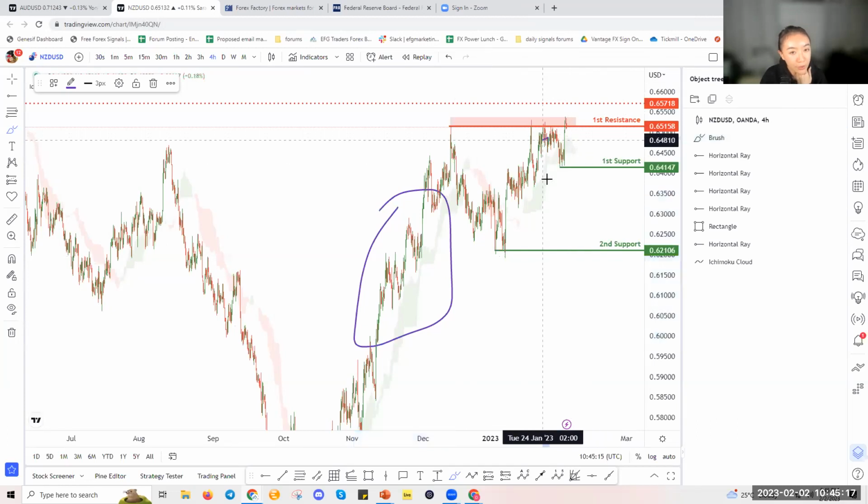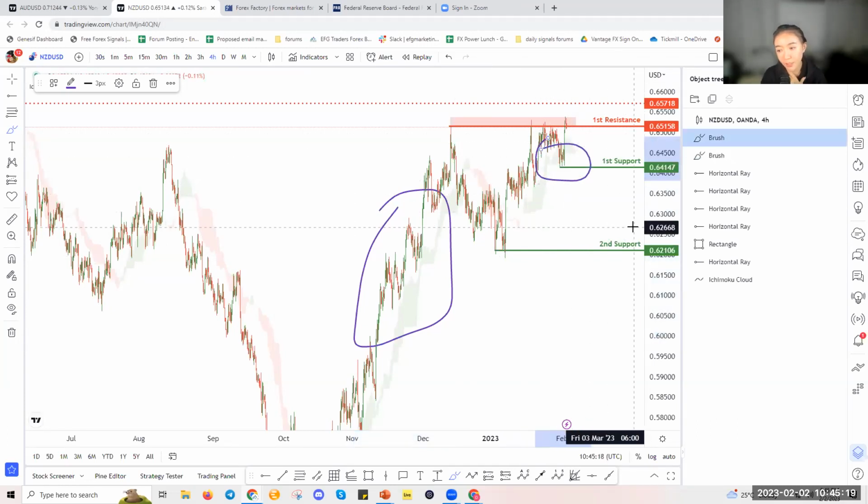So at this point of time, for me, the Ichimoku cloud is not that useful. It's not that helpful for me to identify whether the price is going up or down. But just now, as I mentioned, Aussie and Kiwi dollar, they are correlated. So maybe if our analysis on the Aussie dollar is going up, the Kiwi dollar most likely is going up.